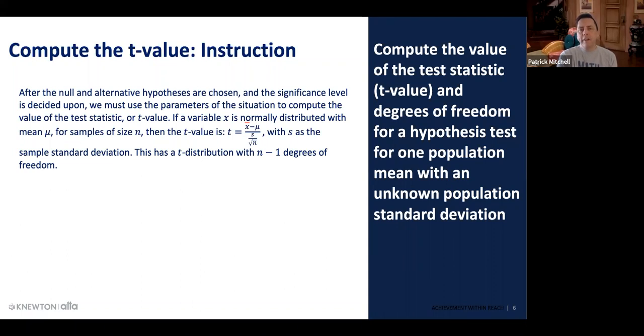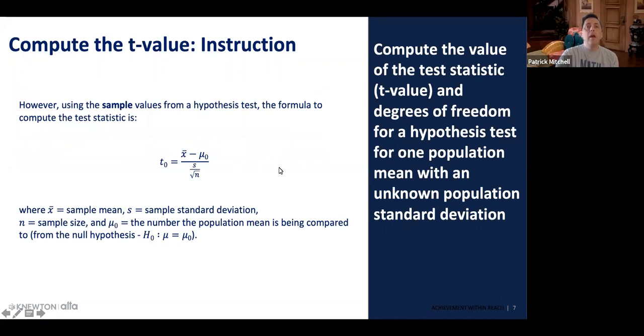So the only difference between this and using the z value for the test statistic is that where you see an S there, we used to put sigma there, when we knew sigma. S is the sample standard deviation, and that test statistic has a t distribution with n minus 1 degrees of freedom. And again, we worked with that a little bit in the last chapter.